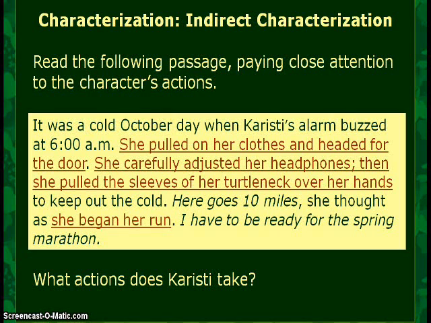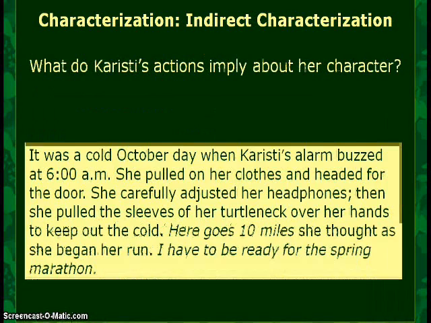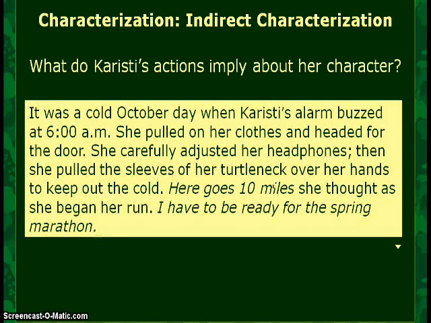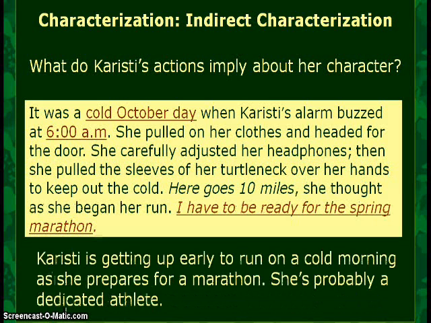Well, she's pulling on her clothes, adjusting her headphones, making sure that she's dressed properly for the cold, and she's running. Now, what do her actions imply about her character? The fact that she's getting up early to run on a cold morning as she prepares for a marathon shows that she's probably a dedicated athlete. I know there's no way I want to wake up and run, even when it's not cold.